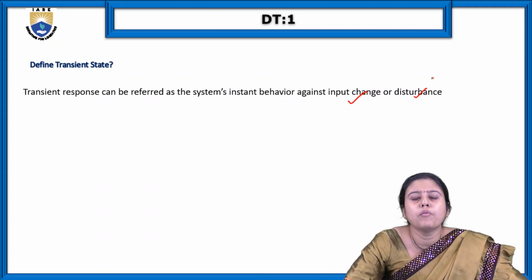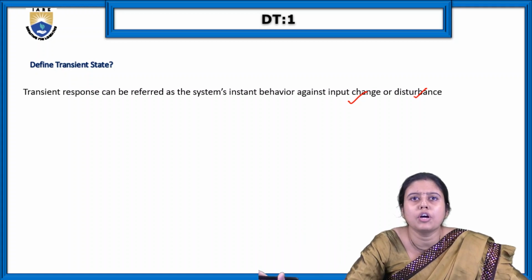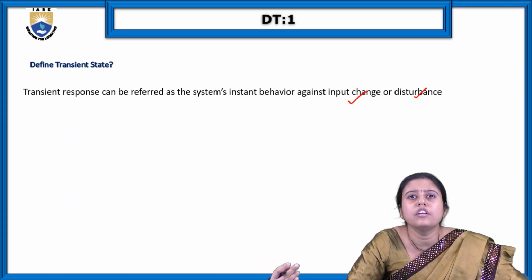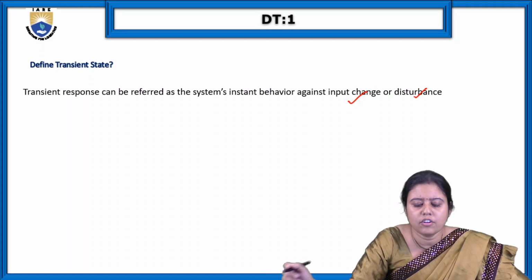I am giving one more example. Say we have a fan. We suddenly switch off the fan. What will happen? The fan will not stop immediately. Due to its moment of inertia, it will rotate for some time and slowly it will stop. This condition is called the transient condition.